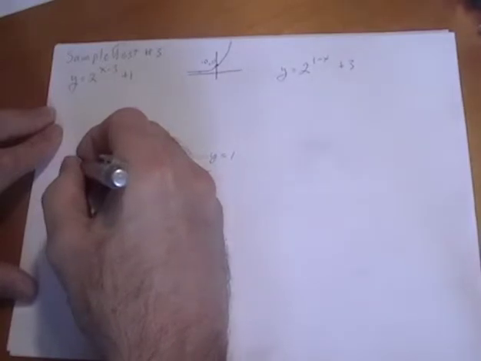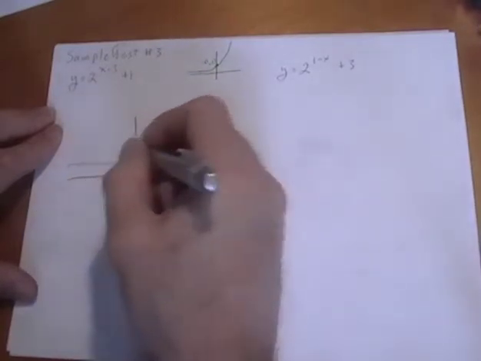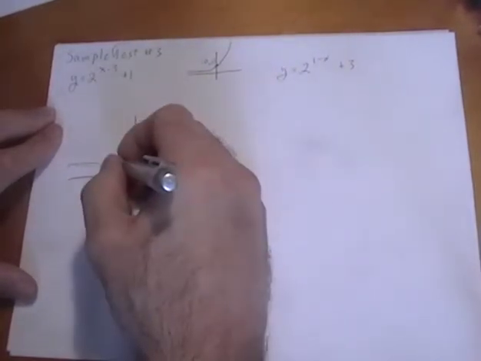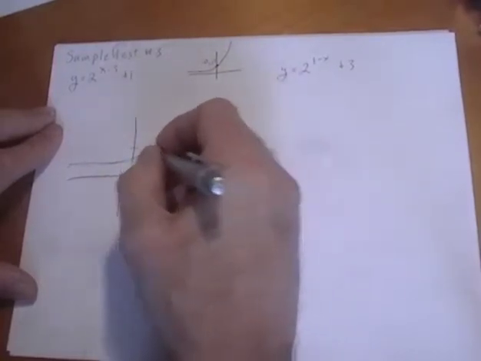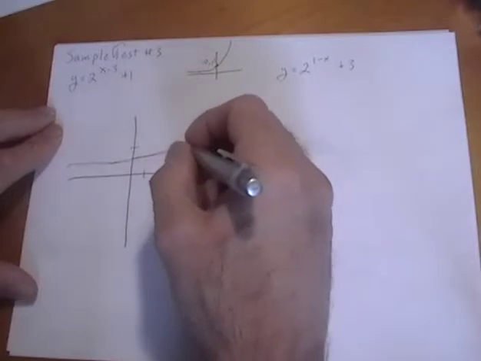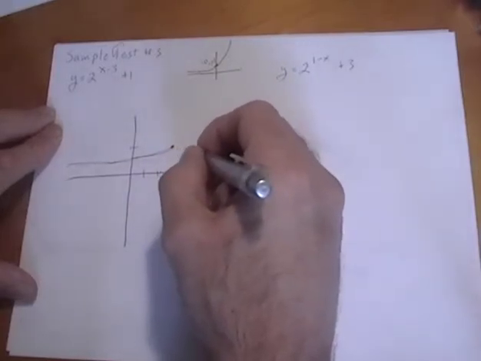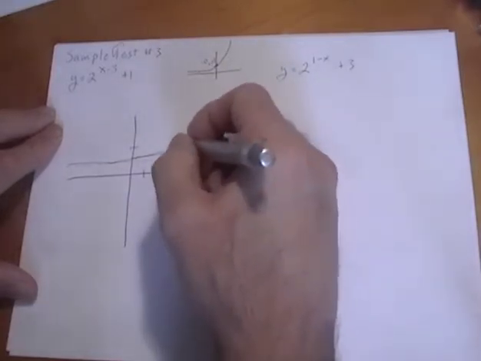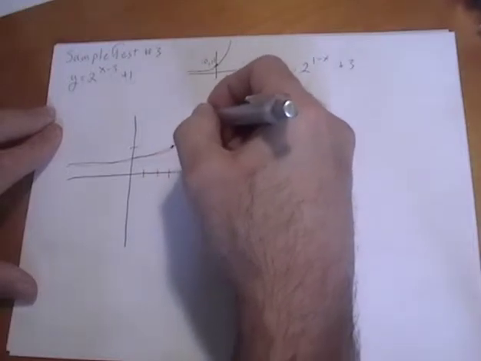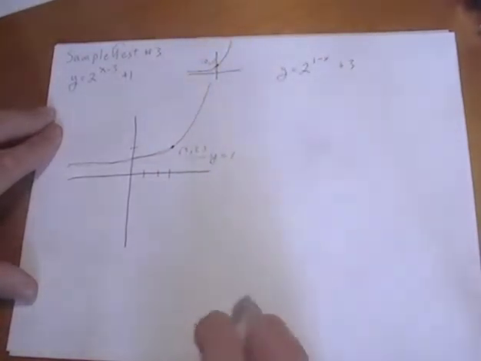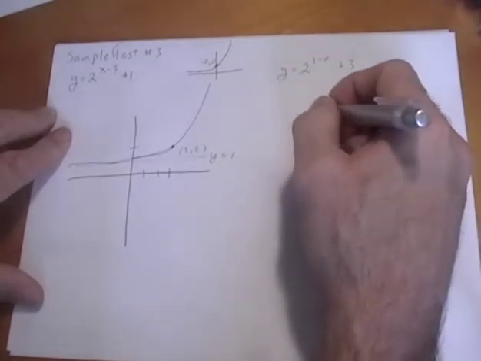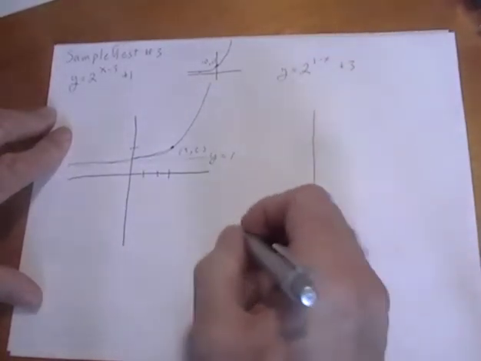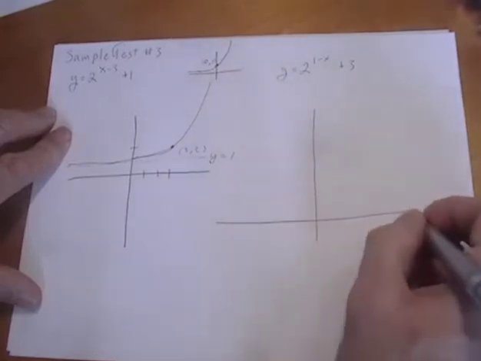I'll draw my exponential curve, starting flat against y equals 1, and then slowly rising up to this point. I'll label it as the point (3, 2), and then it's going to start rising markedly. The next graph is highly similar, and we graph it in much the same style.